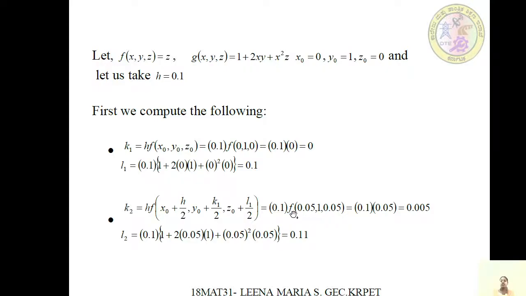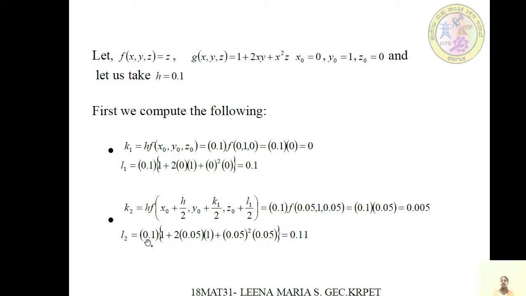So this is your function f of 0.05 comma 1 comma 0.05 equals 0.1 into the value of the function f, which is z. The value of z here is 0.05. So 0.1 into 0.05, after multiplying these two terms, we get 0.005. The value of k2 is equal to 0.005.